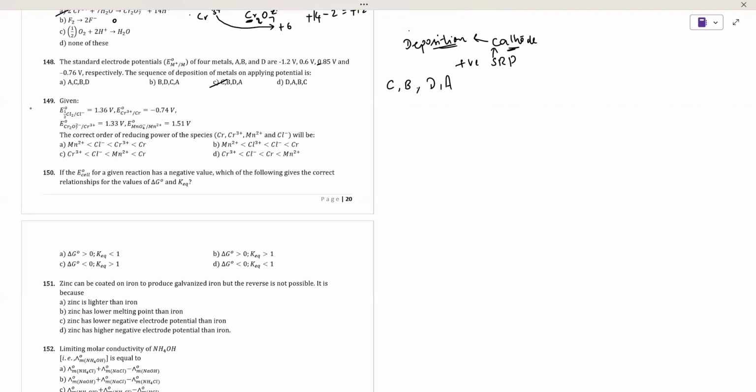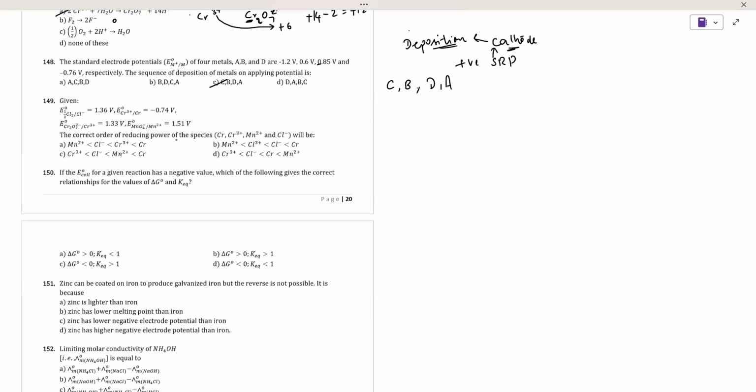Okay. Now coming to question number 149. So once again they are giving redox couples, and then they are also giving the electrode potential values. So here E naught of Cl2 and Cl minus, that is the chlorine redox couple, is 1.36 volt. Chromium redox couple minus 0.74, and dichromate here they are giving it to be 1.33, and similarly for permanganate and manganese ion, they are giving it to be 1.54 volts.